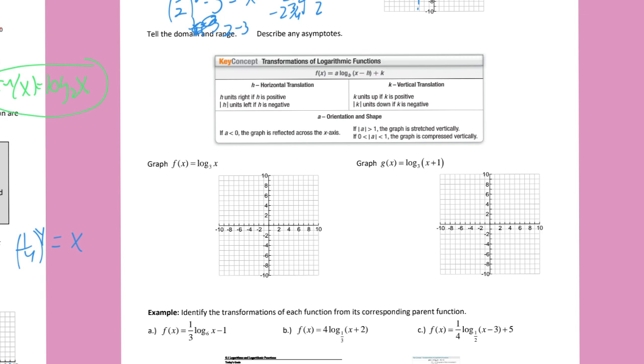Let's look and see if we can do this. I mean, this log here is the parent function, and the one on the right is going to be its child. What's the difference between them? Well, the one on the right is going to be moved to the left one. Okay, and so, I would suggest you practice doing this.